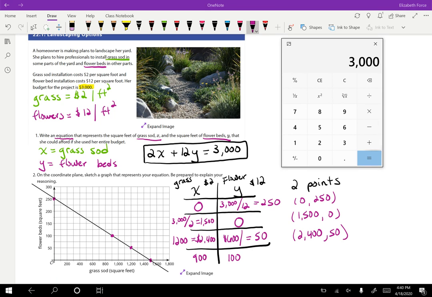Of course, there's a lot more points to pick on here, but the whole point is to get a quick sketch of the graph. And remember, the easiest way to make a really quick sketch of a line, if it's not in y equals mx plus b form, is to find its intercepts. Find the x-intercept and the y-intercept, and connect the dots.